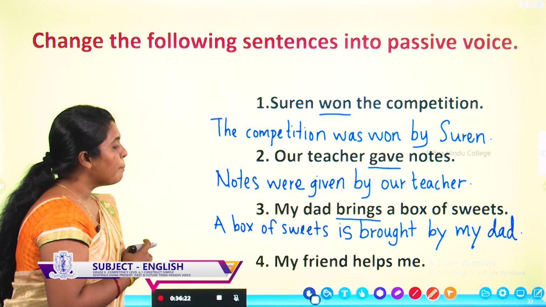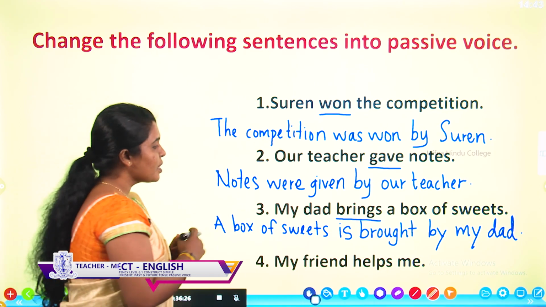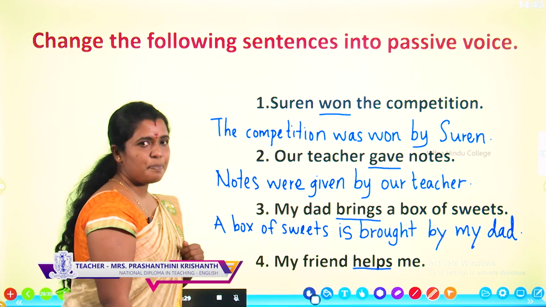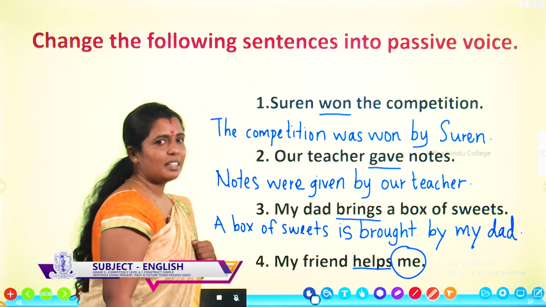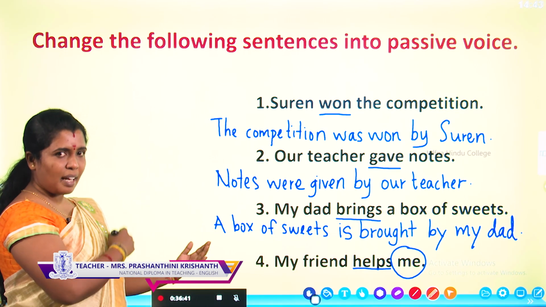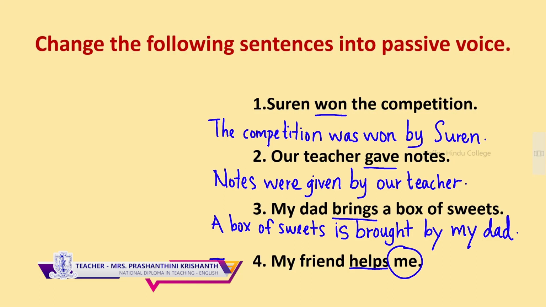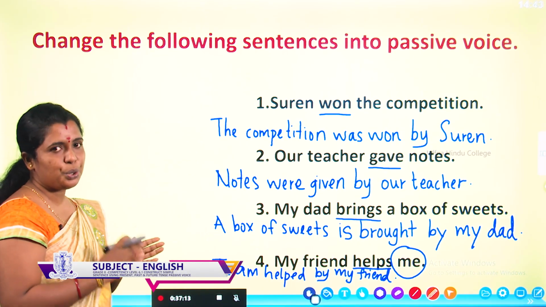Right. Number 4. My friend helps me. Okay. So what is the verb here? Helps. So simple present tense sentence. Right. Look at here. Me. Me is the object. So when you change the me as a subject, what will you do? I. For I, what is the helping verb form of simple present tense? Am. I am. Past participle form of help. Helped. I am helped by my friend. Right? I hope this is the easiest way to do in examination.